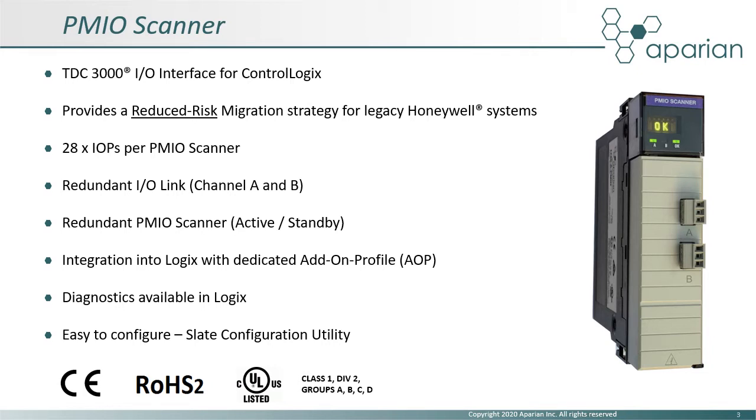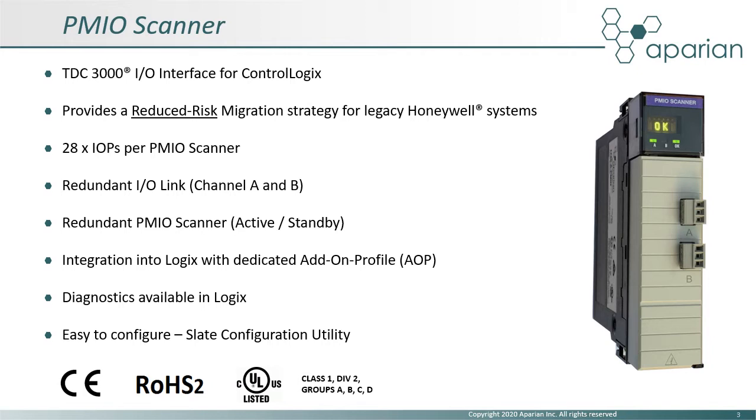This provides a reduced risk migration strategy for these legacy Honeywell systems. Instead of replacing all the I/O, which can be risky, a new ControlLogix system can be phased in with little disruption to production. Up to 28 I/O processors can be configured per PMIO scanner.